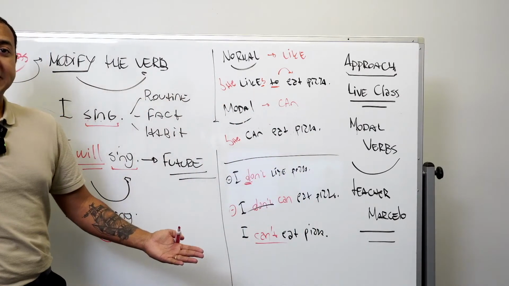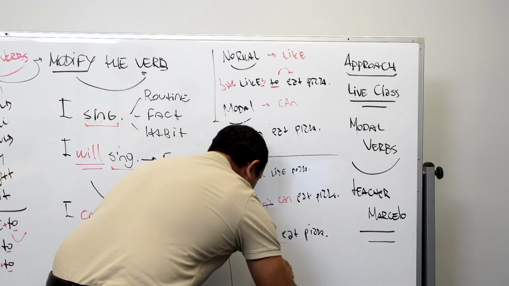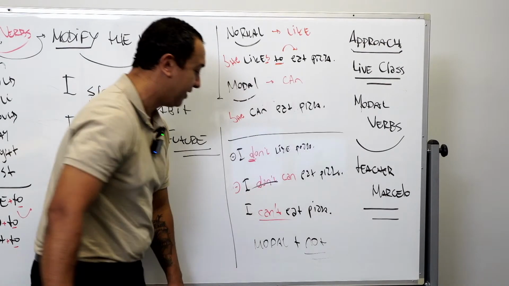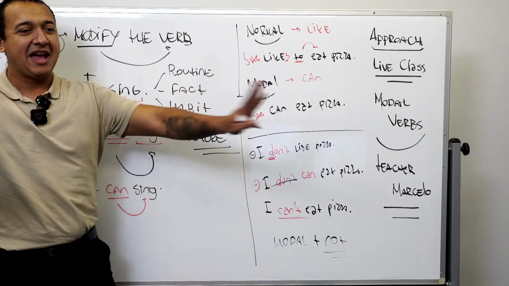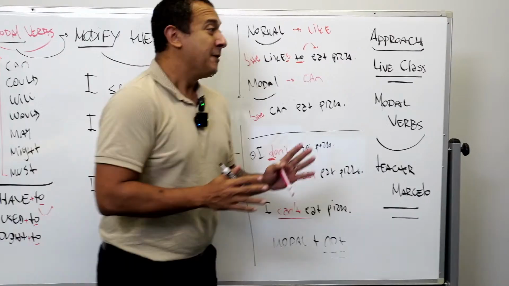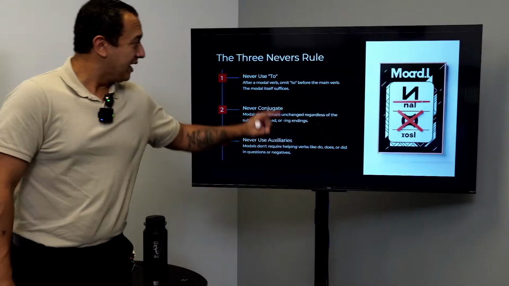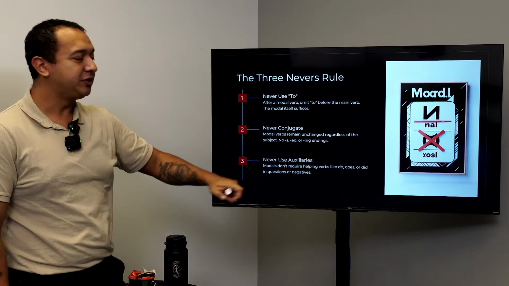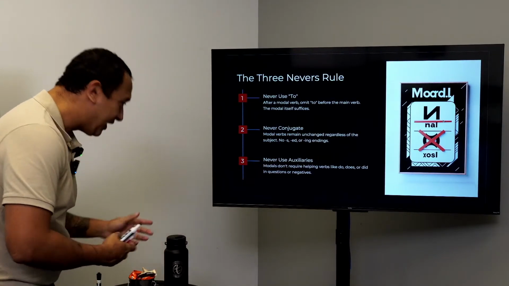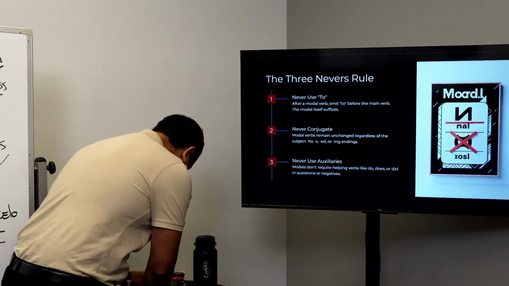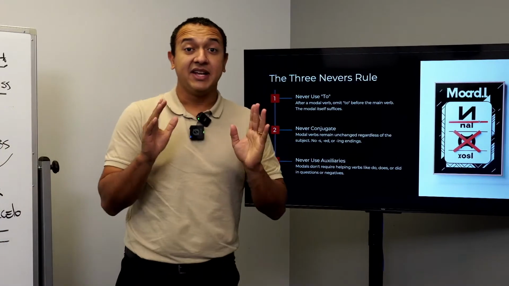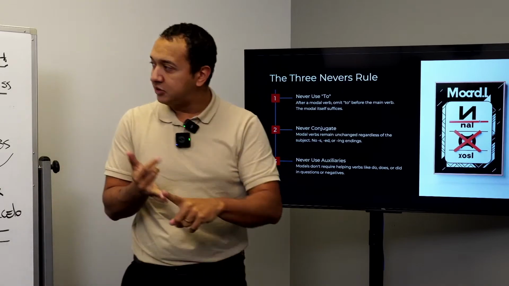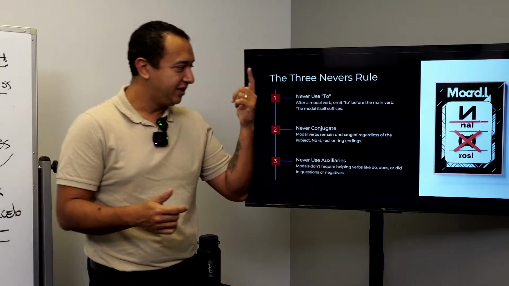You see how simple this is? I just have to use the modal verb plus the particle not. If I do that, that means that everything is perfect. The three nevers: never use to, never conjugate, and never use auxiliaries. Wow! Can you believe that? That's insane. That's incredible. And that is just for the one-worded modal verbs, okay? Can, could, will, would, may, might, must, etc.